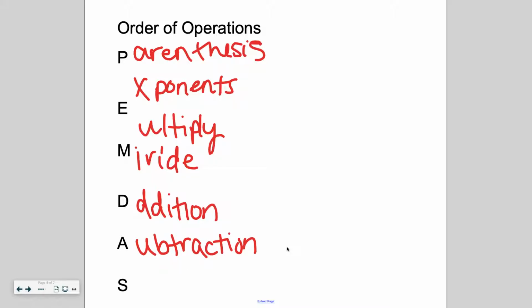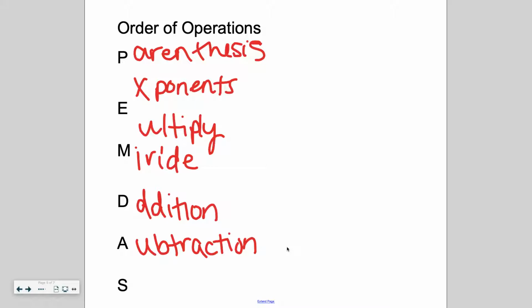Okay. Biggest thing. What do you have to remember when you're doing PEMDAS? Do the order, right? Yes, you do it in order. So it tells you what order to do it in. You do your parentheses first, then your exponents.